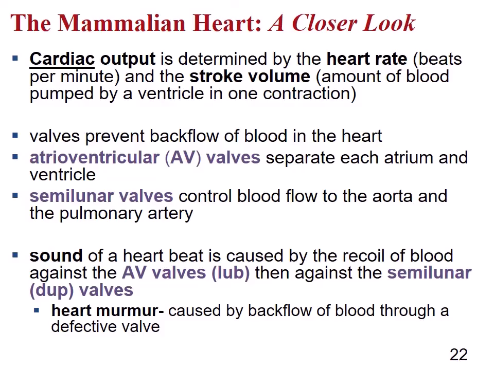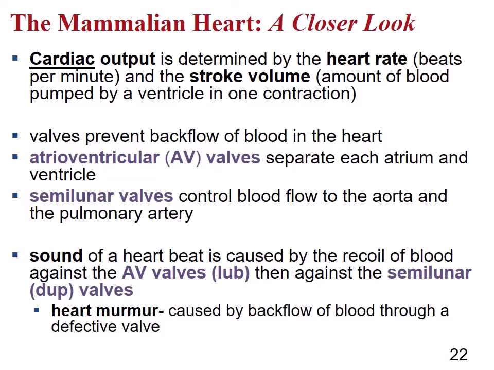We've already talked about valves in our beautiful diagram a few slides back. Valves are important because they prevent the backflow of blood in the heart. We have the AV valves, which separate each atrium and ventricle, and the semilunar valves, which prevent blood from flowing back from the aorta and the pulmonary artery. When you hear a heartbeat, the sound is actually caused by the blood hitting the AV valves and then the semilunar valves. So it has a characteristic lub-dub noise.